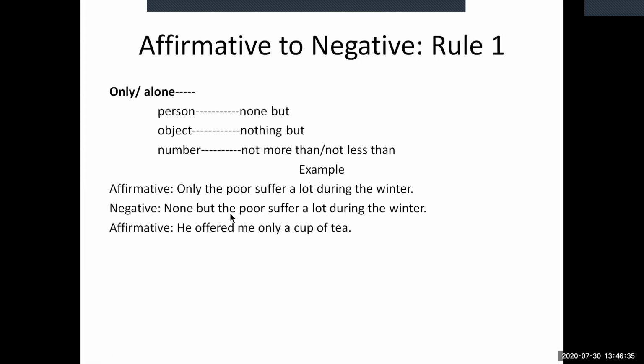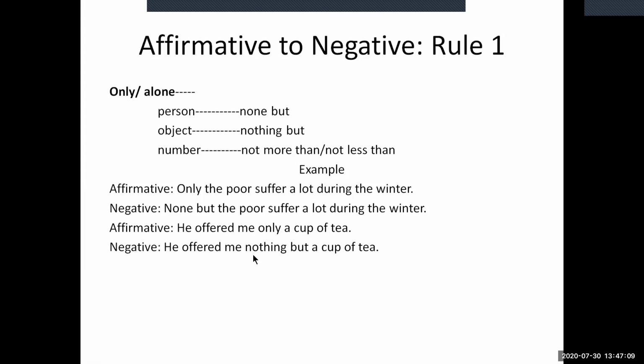Here is another example on the same rule. He offered me only a cup of tea. Here the word only refers to a cup of tea, which is an object. So if only refers to an object, we see that the sentence can be made negative by using nothing but. As here only refers to a cup of tea, an object, we can make this sentence negative by using nothing but a cup of tea. He offered me only a cup of tea. The negative form will be he offered me nothing but a cup of tea.